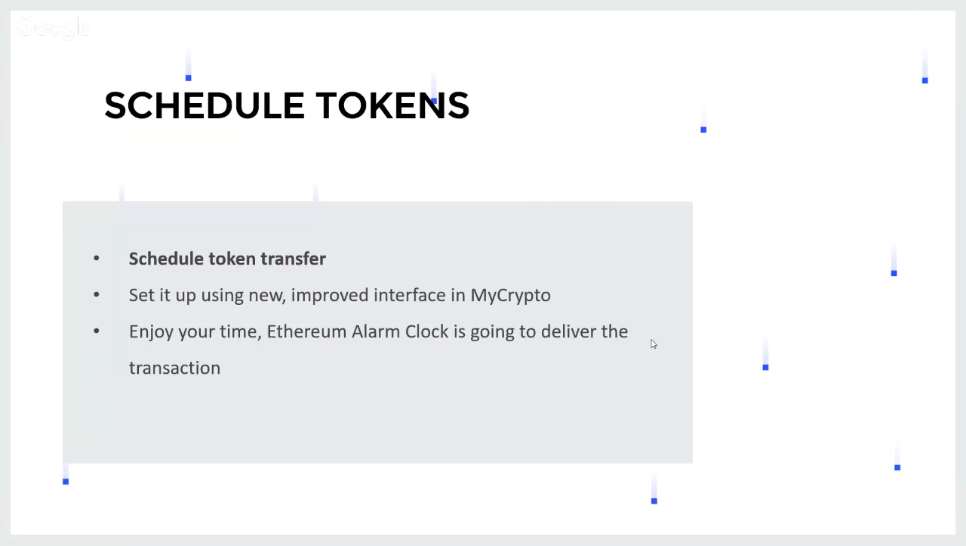Maybe you had some contributors to your crowd sale or something else, and you want to distribute tokens. Then as well, you can use the Ethereum alarm clock for that. And yeah, lots of use cases. Anything you can imagine. You can just do a transfer with the tokens as you would do normally. Then you can also schedule that.